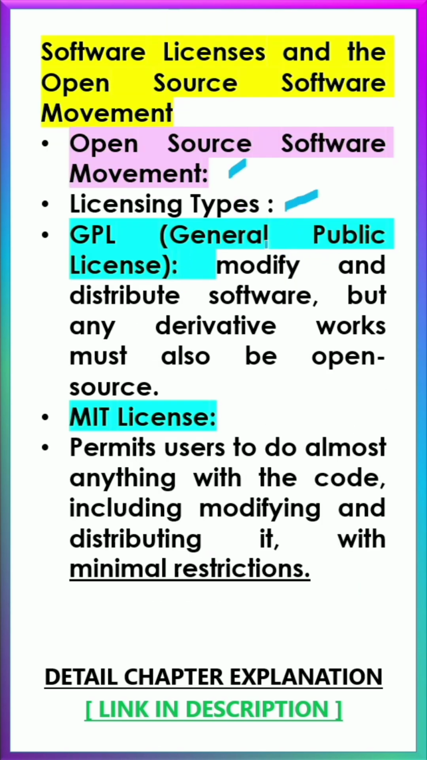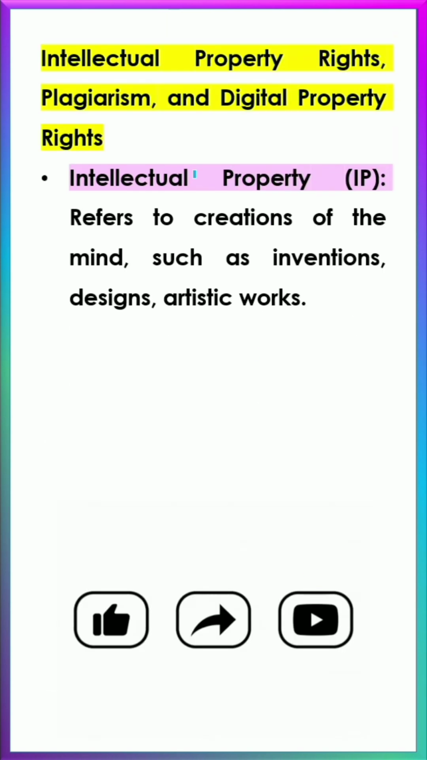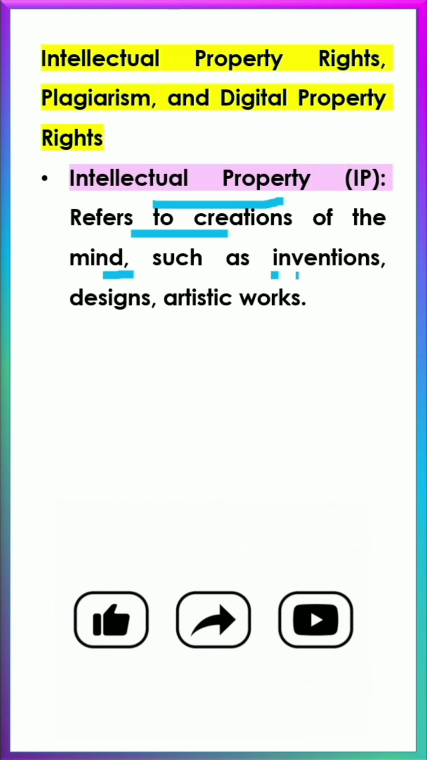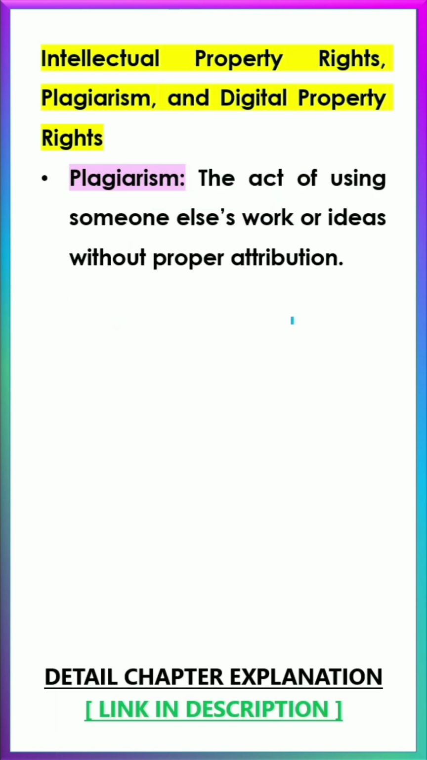First is general public license. Under this license, we can modify and distribute the software code, and we can create any derivative work, but we must also remember that the derivative work must be open source. MIT license. It grants users the right to do almost anything with the code, including modifying and distributing it, with minimal restrictions. Intellectual property. It refers to creations of the mind, such as inventions, designs, artistic works.